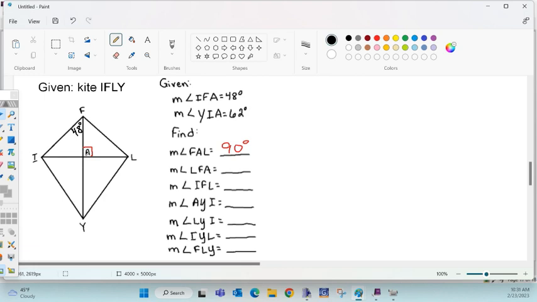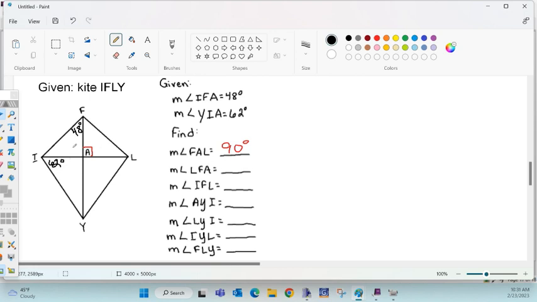YIA is 62 degrees. Actually, wait a minute. Somebody had one in here that was not correct. This one right in here is not 62, just so you know. But we do have some things that we can go by.